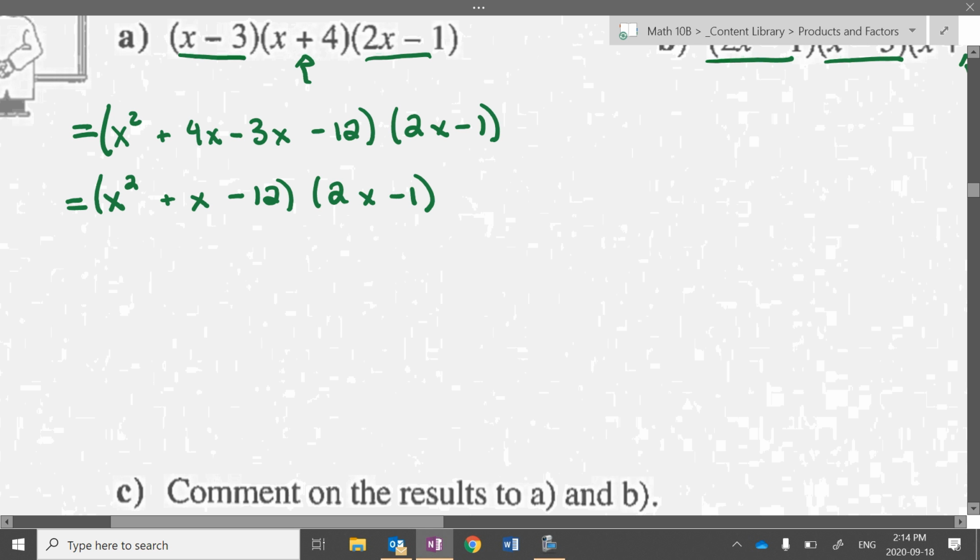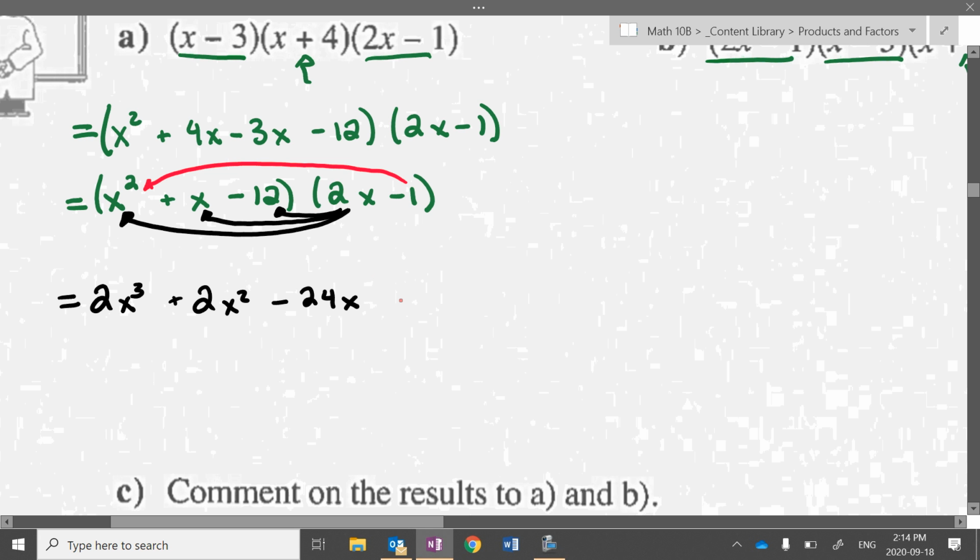So now I have to make sure I multiply each number by each number. So 2x times x squared gives me 2x cubed. 2x times x gives me 2x squared. And then I get minus 24x. Now minus 1. With minus 1, I'm just changing the sign on each of them. So I get a minus x squared, minus x, plus 12.